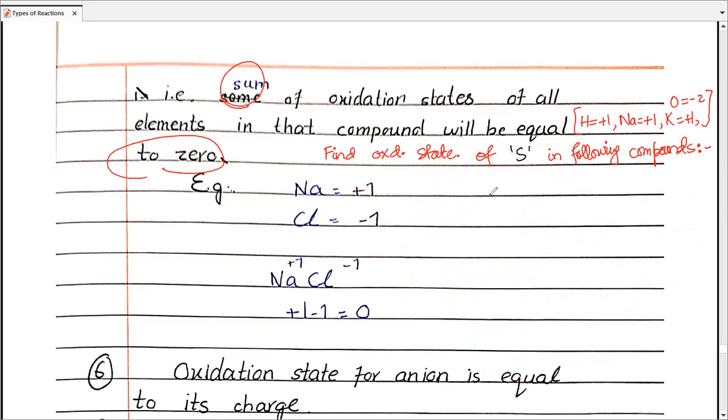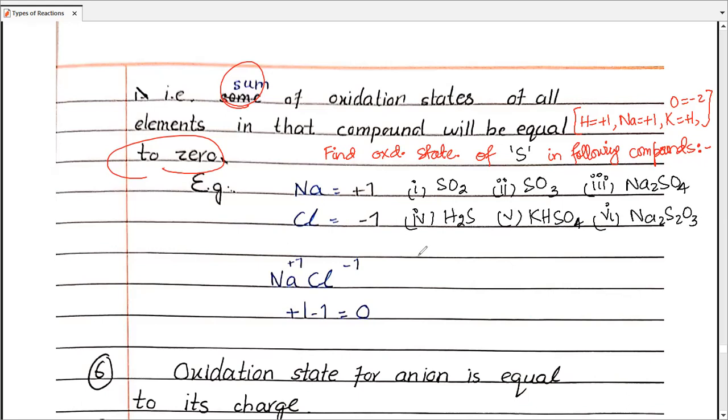This time, we are going to talk about sulfur. So part 1, SO2, sulfur dioxide, a common gas we're familiar with. Part 2, SO3. Part 3, Na2SO4. Part 4, H2S. Part 5, KHSO4. Part 6, Na2S2O3. And finally, part 7, Na2S2O7.